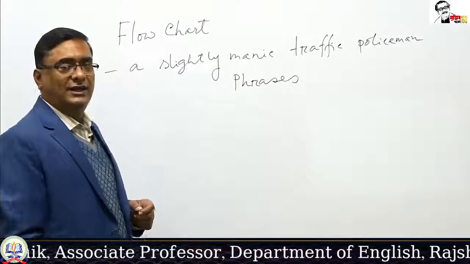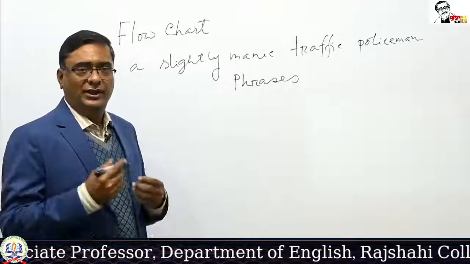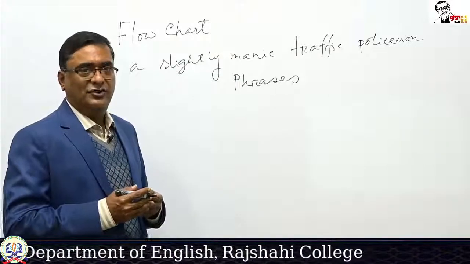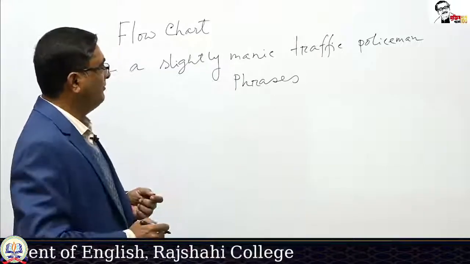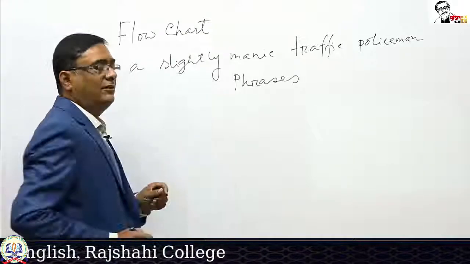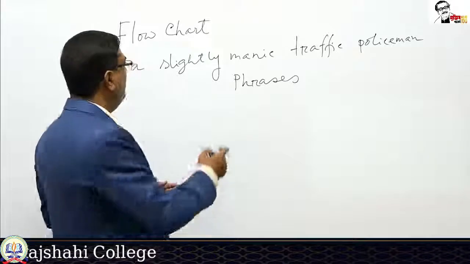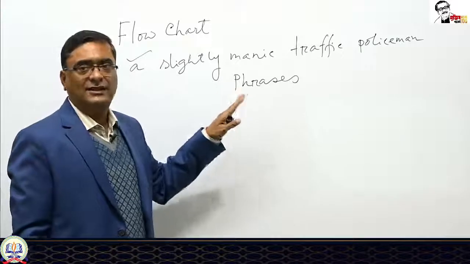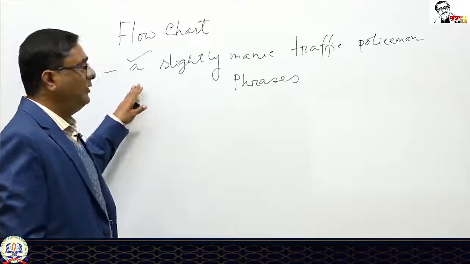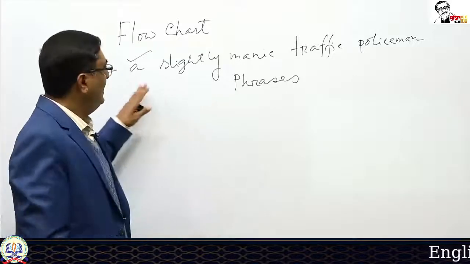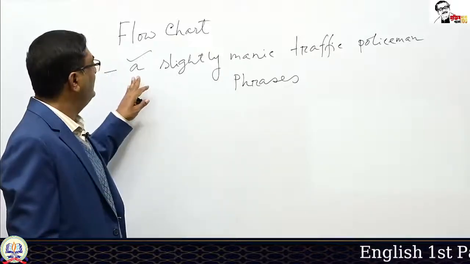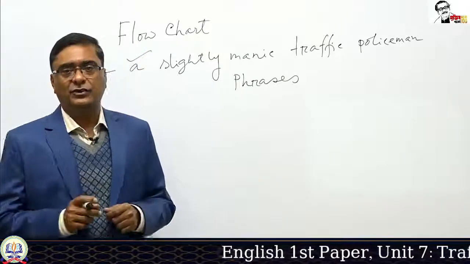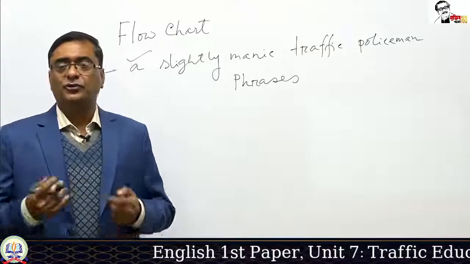First thing, one example will be given. We will give you one example, and you have to write five more phrases following the example we give. Now the question comes: how will you write the phrases, or what kind of phrases will you write? Say, for example, this one is a noun phrase, a slightly manic traffic policeman. It's a noun phrase. So when I ask you to write the answers, is it mandatory that you follow the noun phrase? Remember, it will depend upon the type of question that we ask.